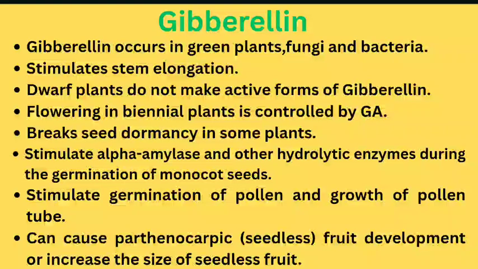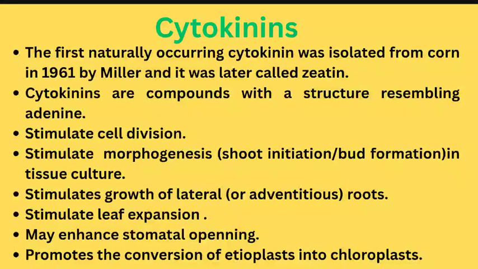So this gibberellin has so many functions. You can see here. Let us know about the cytokinins. The first naturally occurring cytokinin was isolated from corn in 1961 by Miller, and it was later called zeatin. Cytokinins are compounds with a structure resembling adenine.